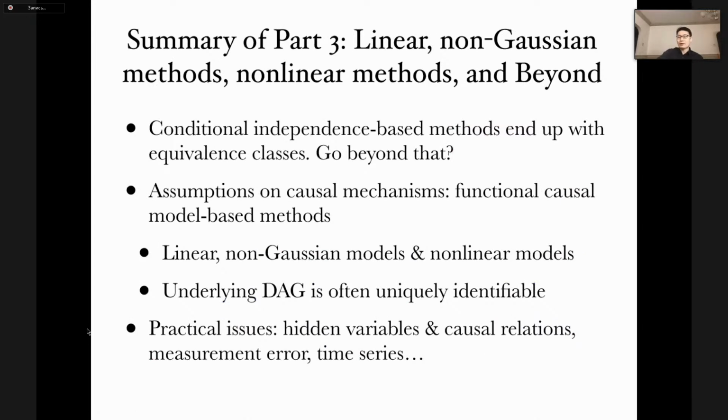Okay, to summarize, first of all, we know that conditional independence-based methods or constraint-based methods often end up with equivalence classes. So we want to go beyond that to recover the underlying DAG uniquely. How can we do so? We can make use of some rather mild or strong assumptions on the causal mechanisms. If you assume the data is linear non-Gaussian, then we can recover the underlying model uniquely. And if you know that the procedure is nonlinear, then usually we can recover the underlying causal DAG uniquely again.